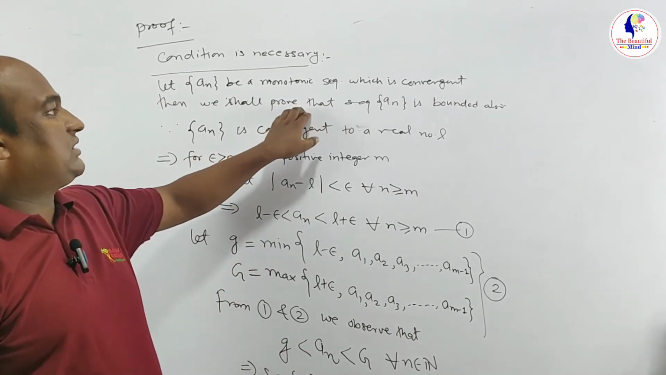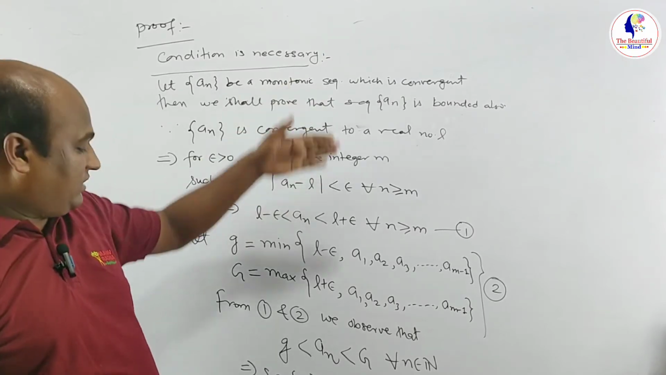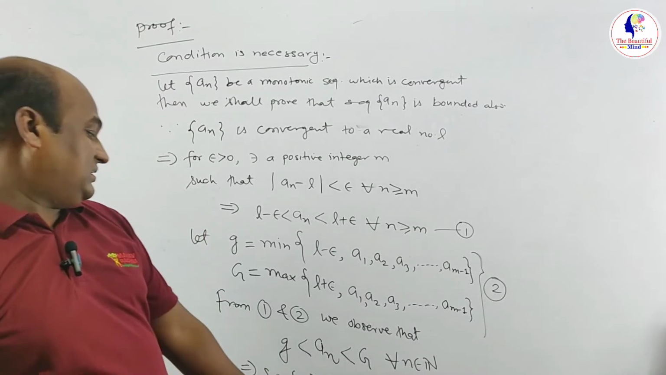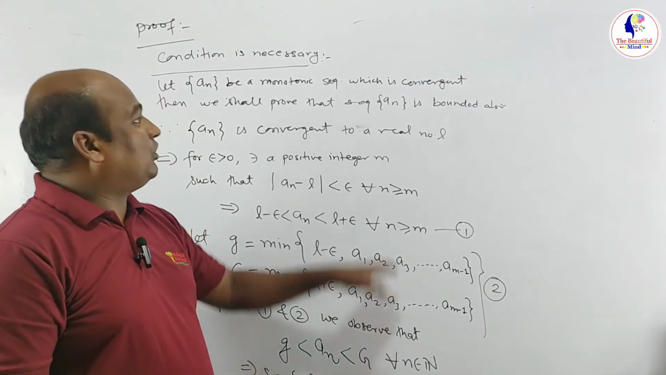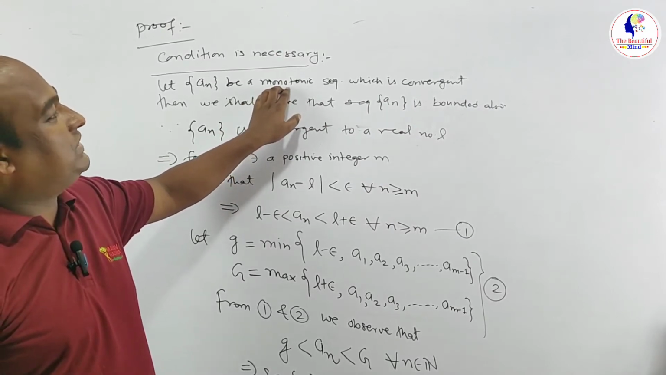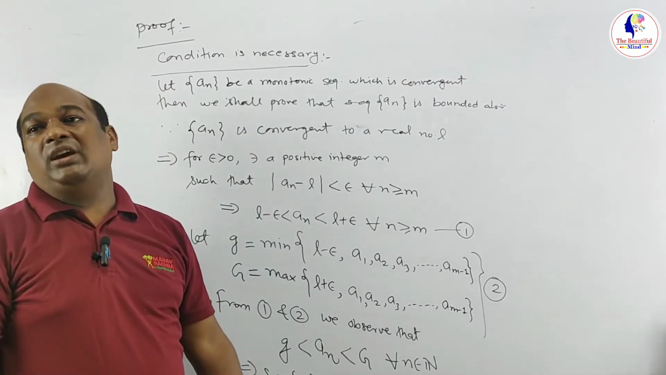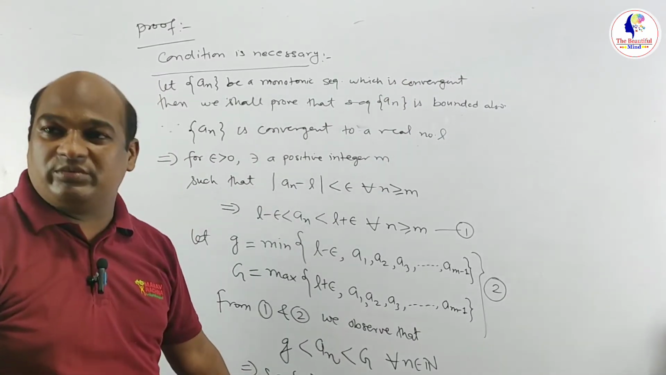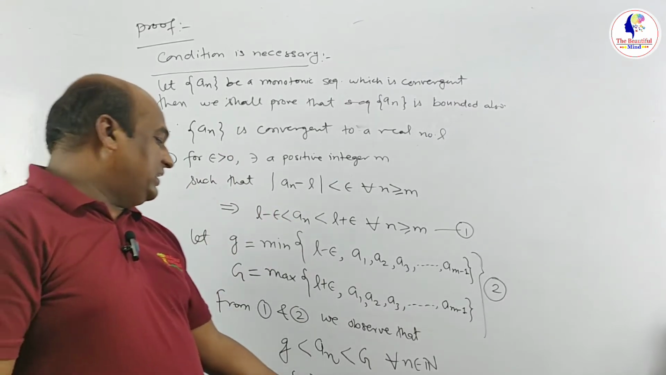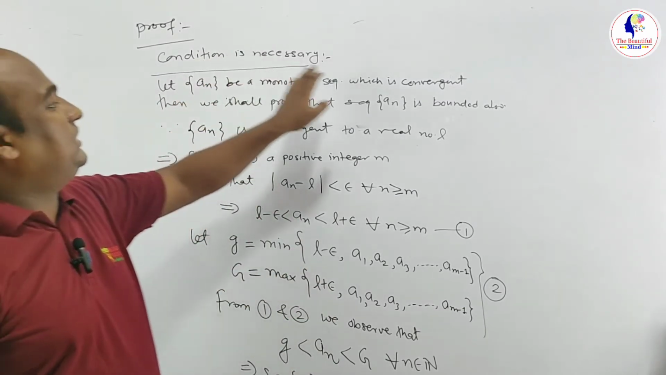We have considered that the given sequence is a convergent sequence and we have proved that the sequence is bounded. So boundedness is the necessary condition for the convergence of a monotonic sequence. If a sequence is monotonic and convergent, then necessarily that sequence must be a bounded sequence, which we have proved here. Okay. Now we shall prove that boundedness is the sufficient condition for the monotonic sequence to be convergent.